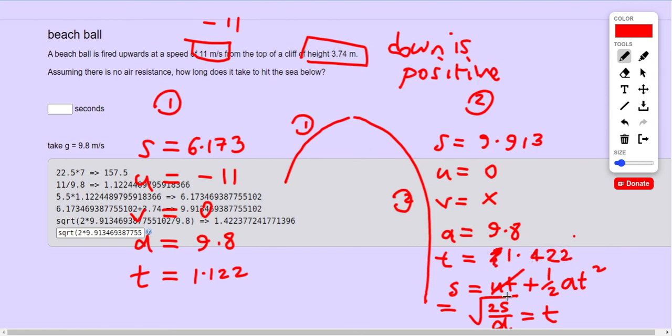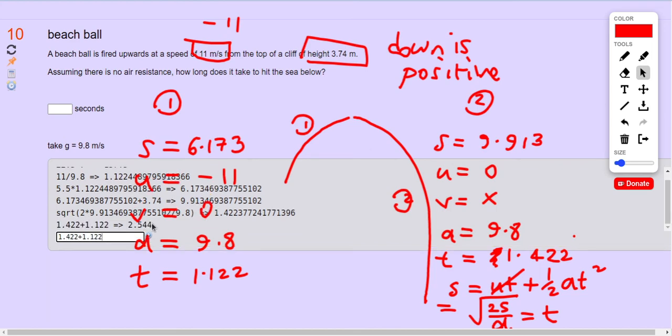And then for my answer, I add those two times together, 1.422 plus 1.122. And that is 2.544.